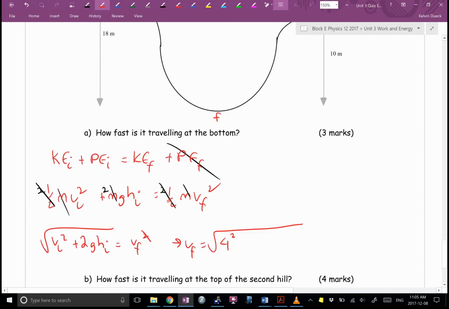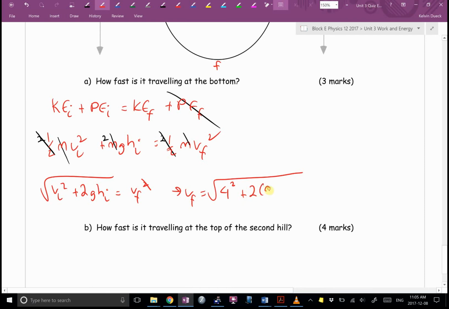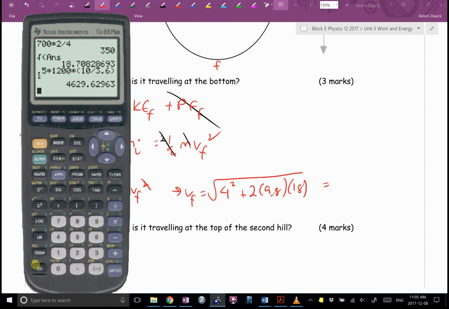4 squared, was vi 4? And 18. Plus 2 times 9.8 times 18. 4 squared plus 2 times 9.8 times 18. Square root of that. You get, is it 19.2? Yeah. How fast is that? Times by 3.6. 70 kilometers per hour. Fast-ish, but this is not a world-class roller coaster, but this is not a kiddie ride either.